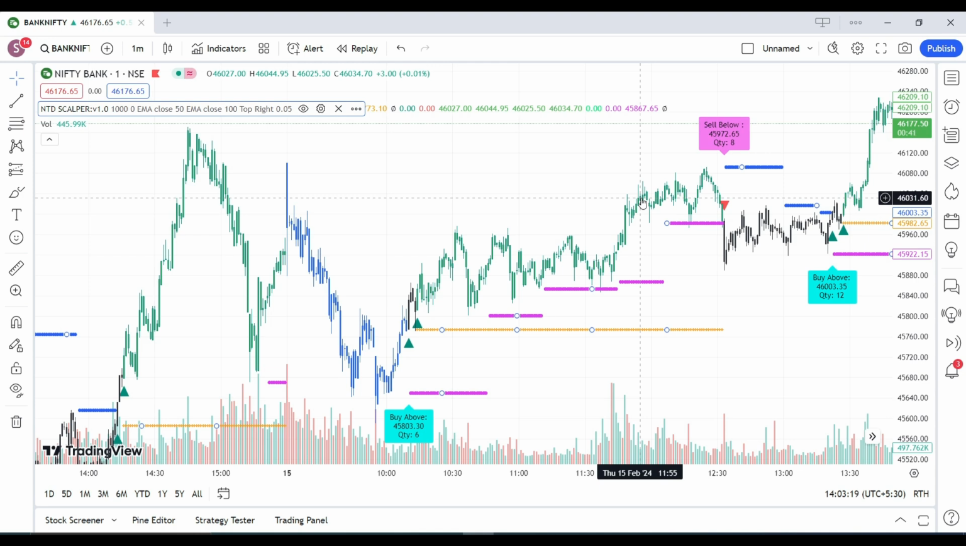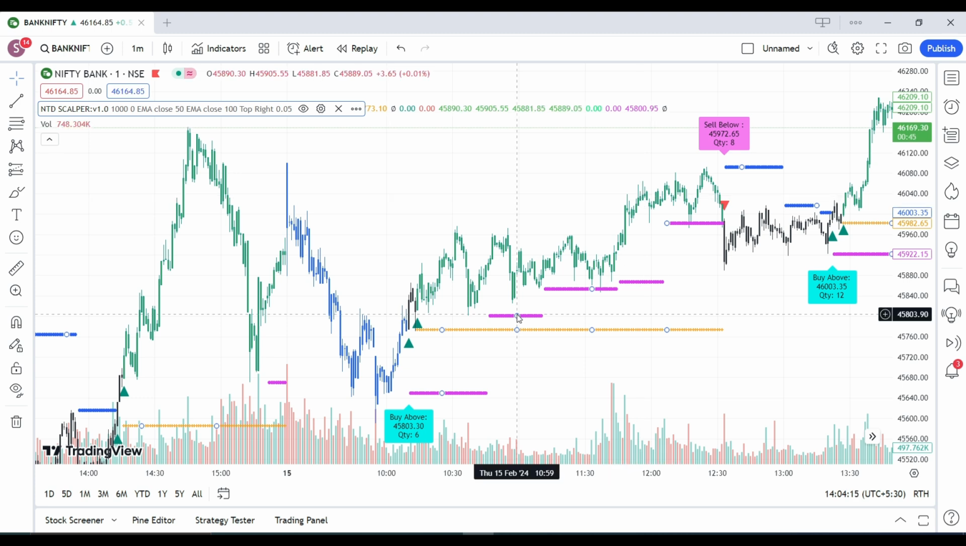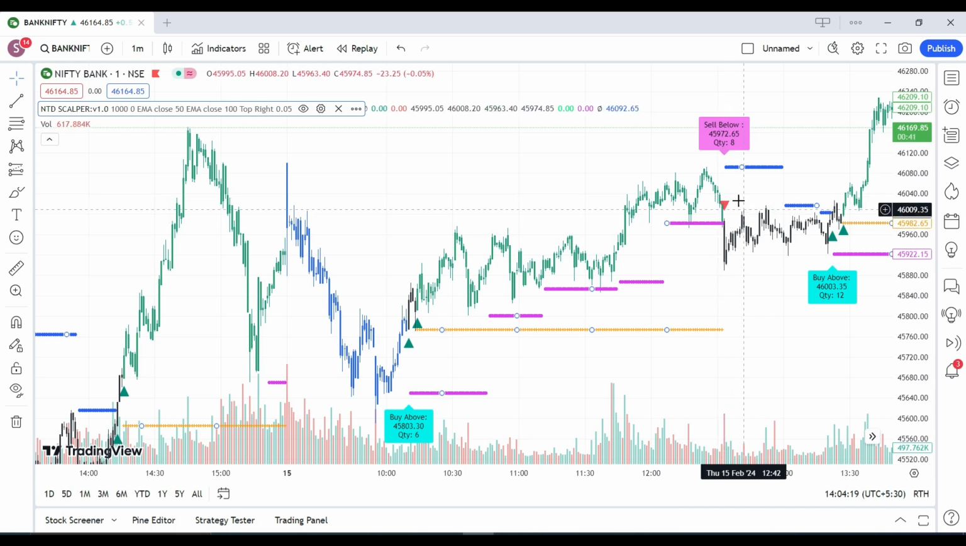Whenever you use this indicator on stocks, you can purchase a quantity which is shown in this indicator, or else for Nifty, Bank Nifty, you can decide your own lot. Now when you have to exit: whenever the first red downward arrow comes up and a candle turns from green to black.